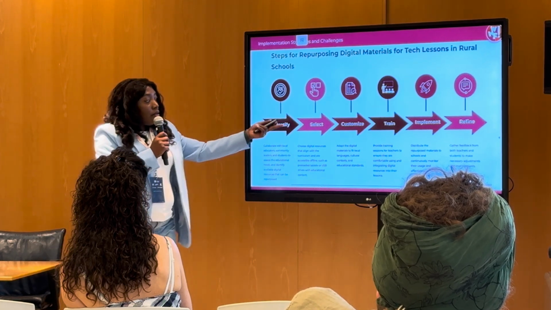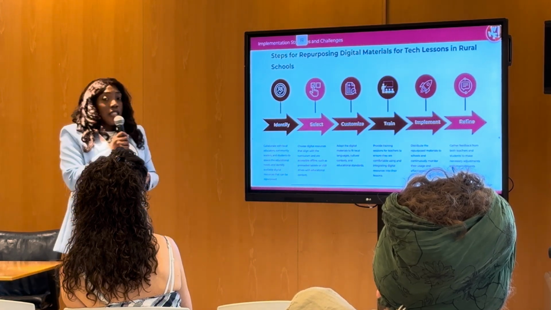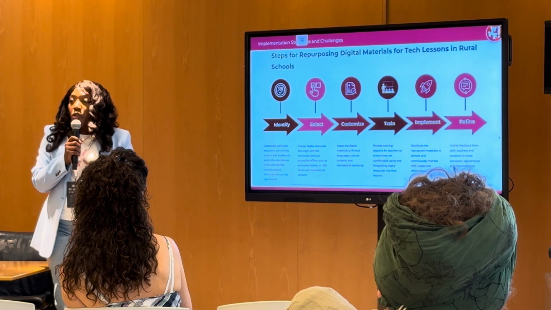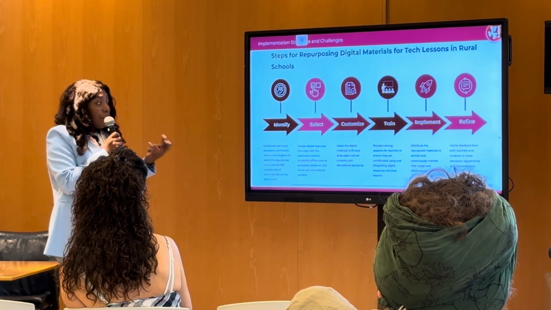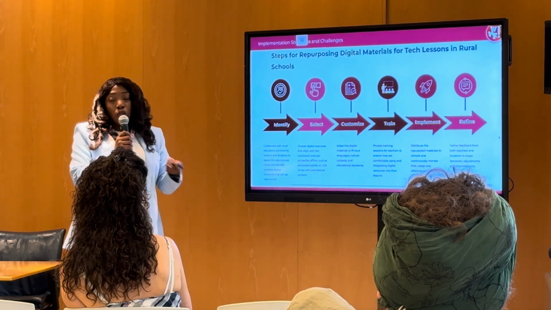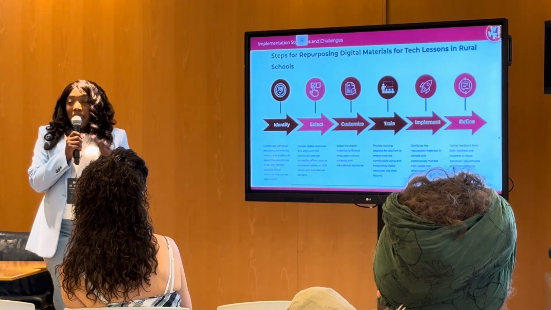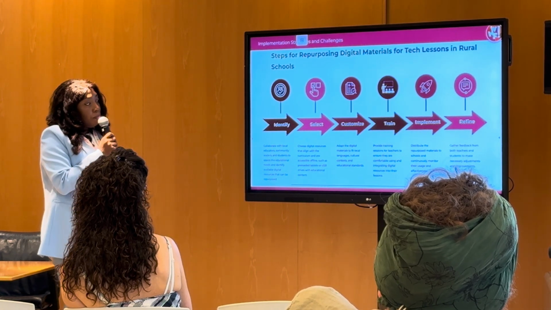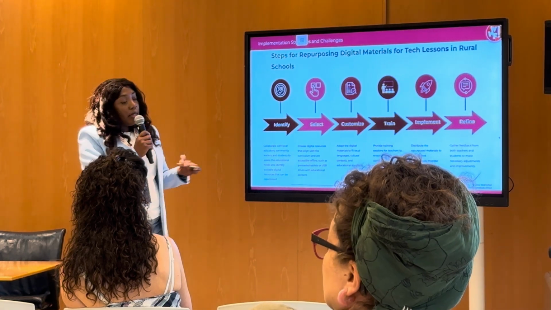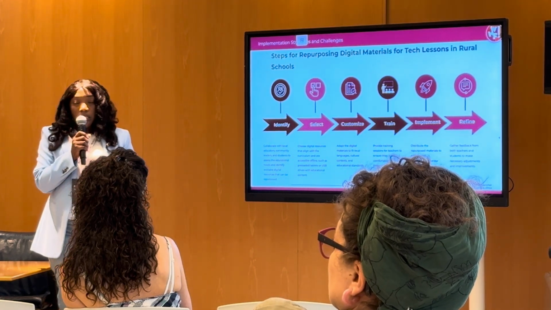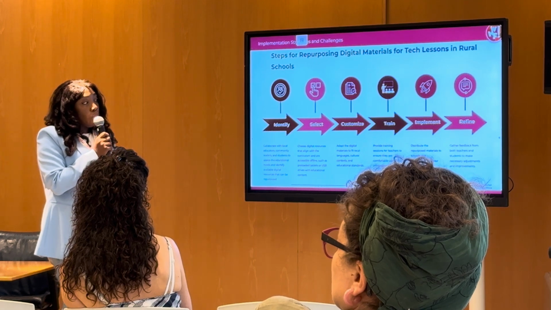We also begin the next step of selecting. This is where we now decide on the choice of digital resources that we want to include in our tech lessons. And after that, we begin to customize this content to fit the context of the schools that we are going to be delivering these lessons into. Then, of course, like you have seen in the previous slide, we begin to train these children using these courses that we have already customized.